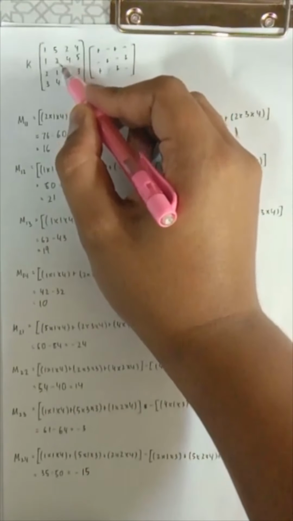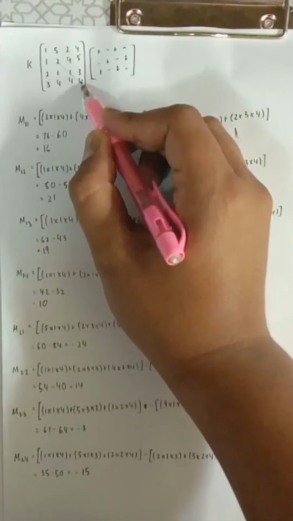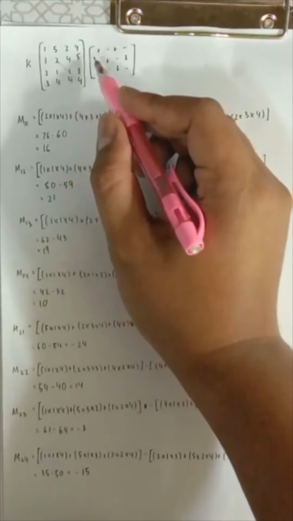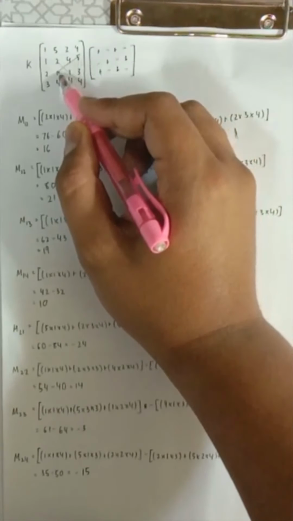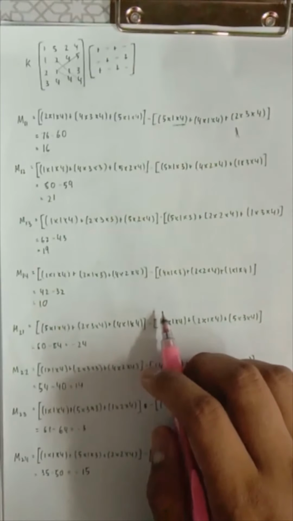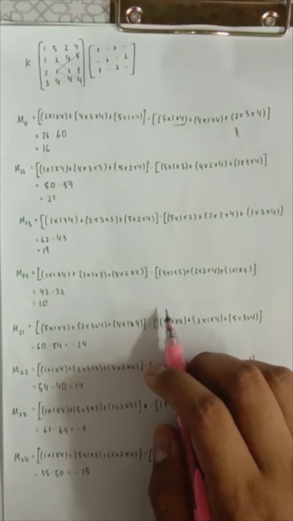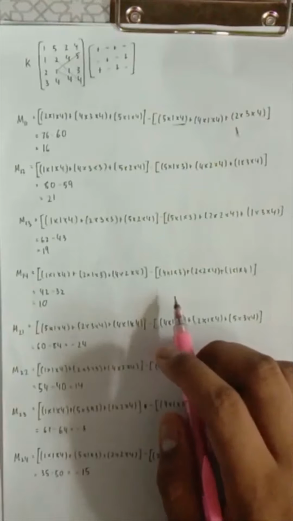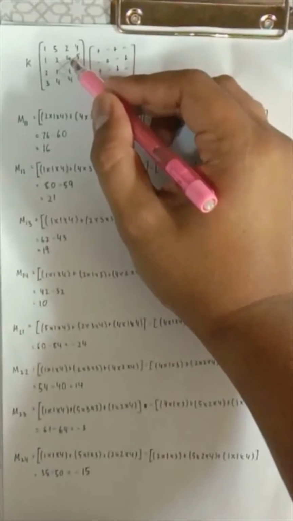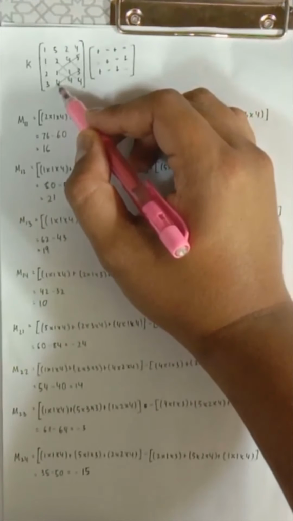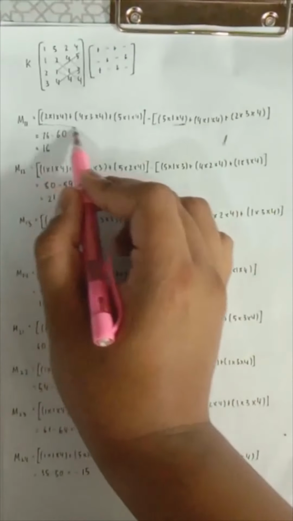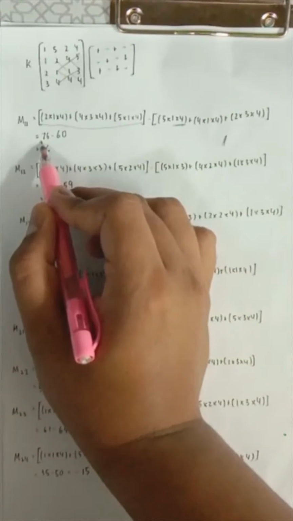these 3 numbers, 2, 1 and 4, plus the multiplication of these 3 numbers, 5, 1 and 4, and plus the multiplication of these 3 numbers, 4, 3 and 4. So we will get 76.